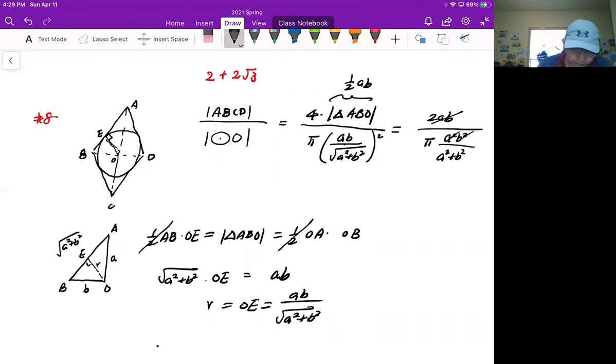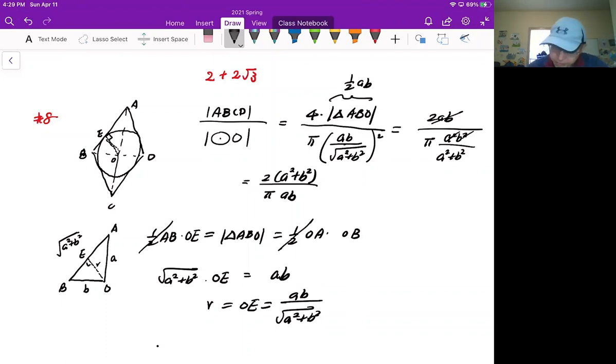So I can get the following: 2 times the square root of A squared B squared, right? So I can put that on the top, A squared B squared, and then divide by pi times AB, right? So that's the expression here. Everyone understand that? Everyone understand that? Okay. So we get this expression.